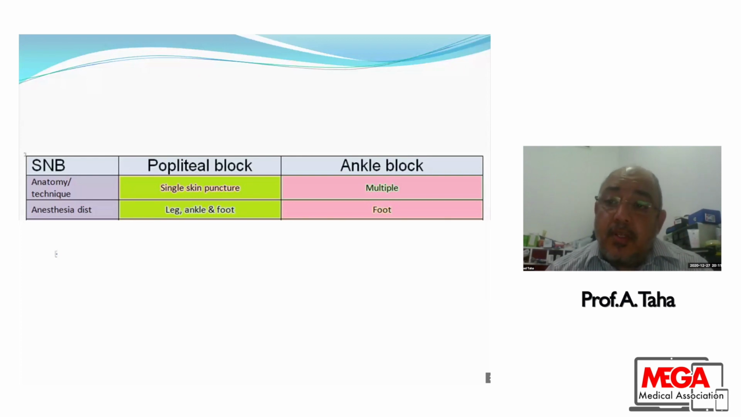Another comparison is between two blocks with similar distribution, the popliteal and the ankle block. As you see, the popliteal is a single puncture because the nerve at that point is not bifurcated yet. However, at the ankle, the nerve is bifurcated into 4 nerves, so many punctures are needed to do an ankle block. With the popliteal block, you block everything below the knee except the medial skin aspect that's supplied by the saphenous. However, in ankle block, you provide anesthesia just distal to the foot, not to the ankle.